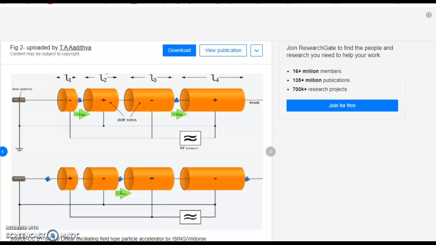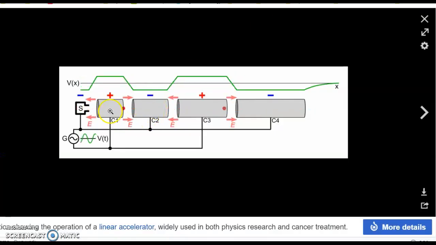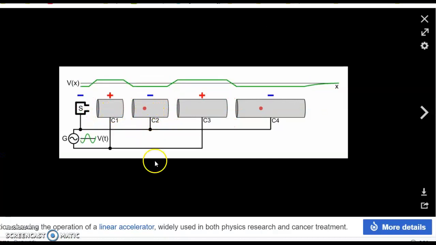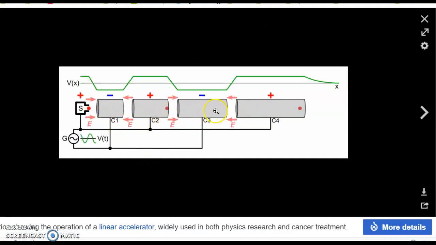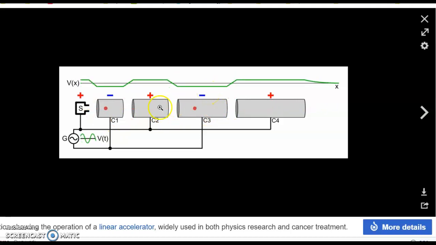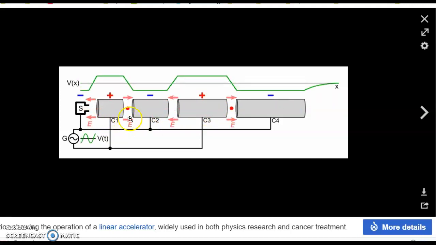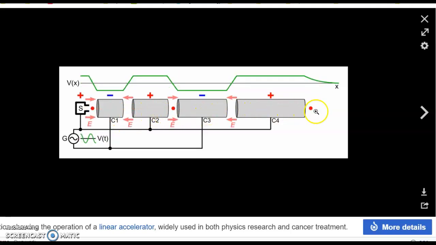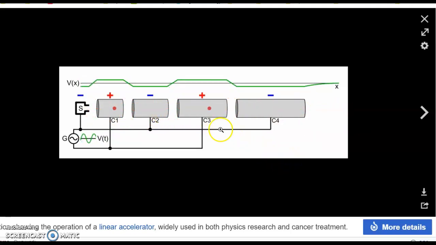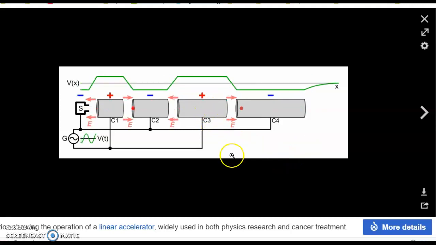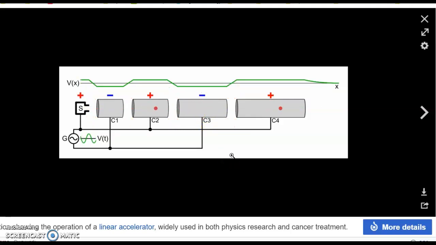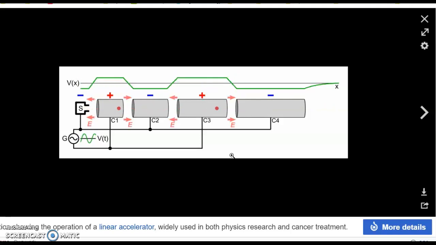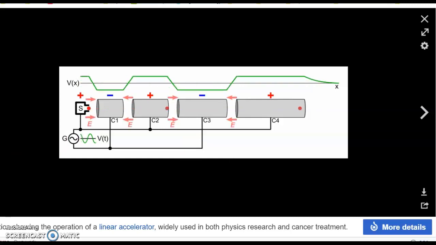Okay? Let me just give you a little demonstration of that. So these tubes, it all comes down to timing. You have to quickly change these tubes from positive to negative so that the charged particles continue to get accelerated to the right. So it comes down to timing. You have to very quickly change the charge on these tubes. But it all comes down to just opposite charges attract and like charges repel.